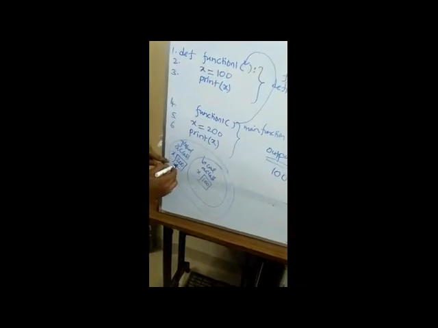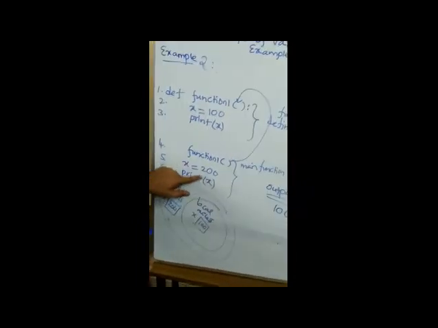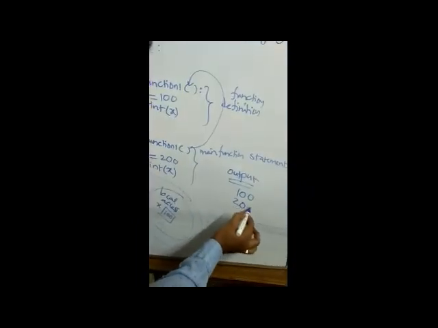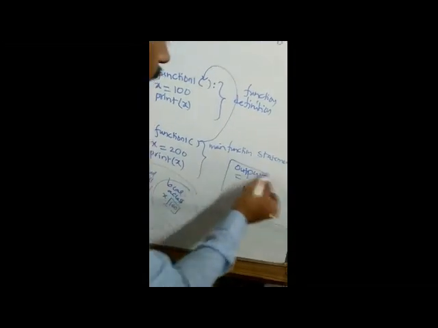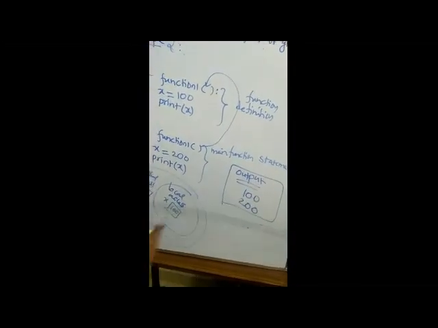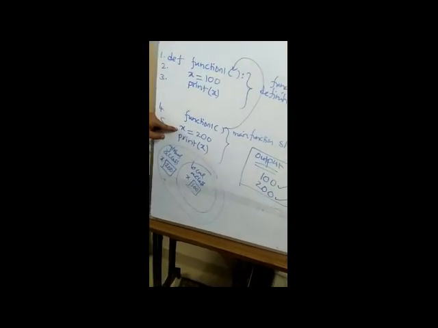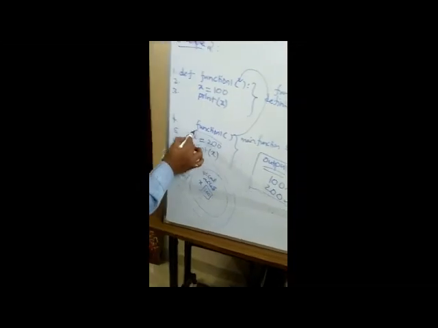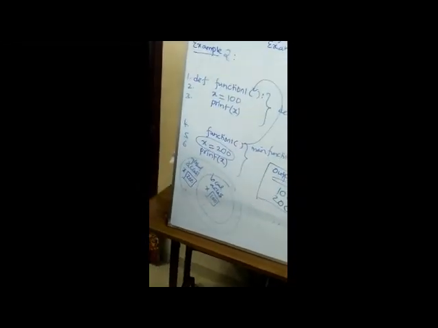See here, x is 200. It refers to the global variable of x. So x is 200, that's why it prints 200. In this way, it displays the output 100 and 200. In the last example, we did not specify this statement, that's why it displays the error message.